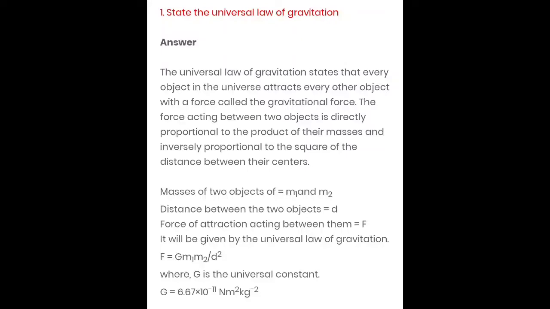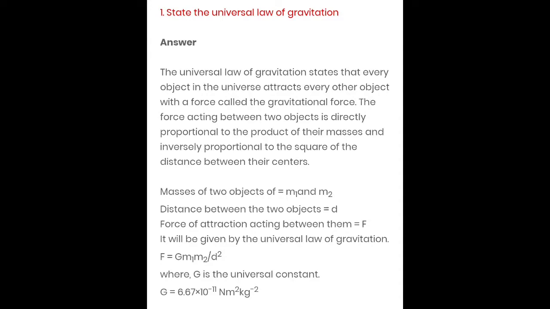The universal law of gravitation states that every object in the universe attracts every other object with a force called the gravitational force. The force acting between two objects is directly proportional to the product of their masses and inversely proportional to the square of the distance between their centers.